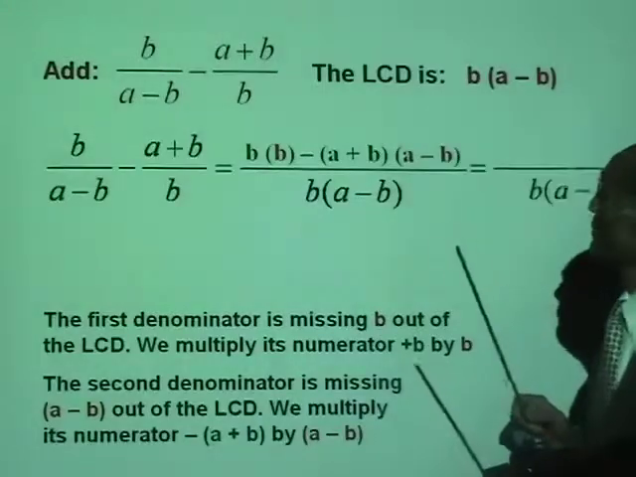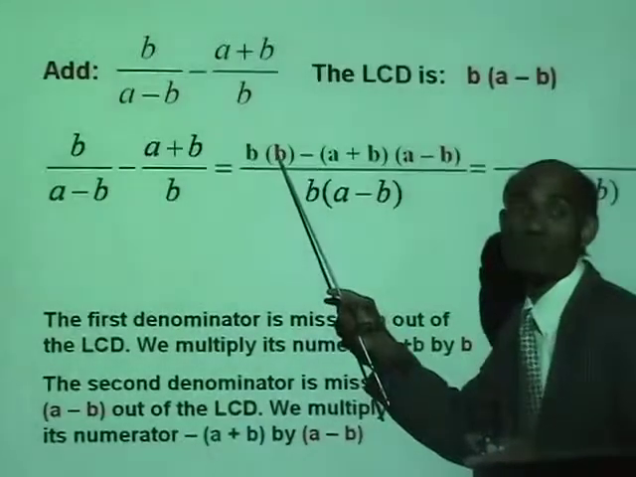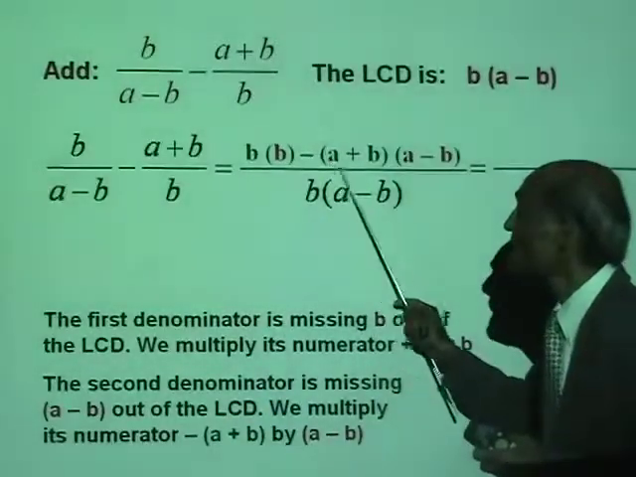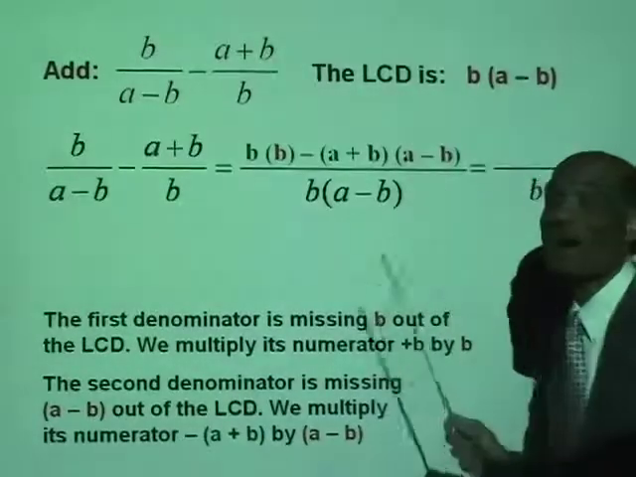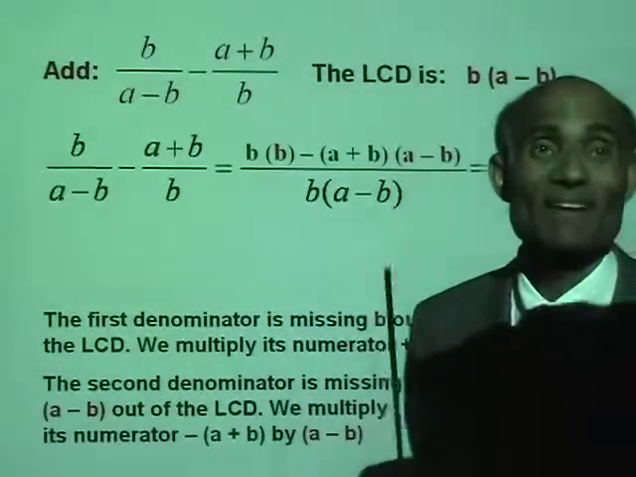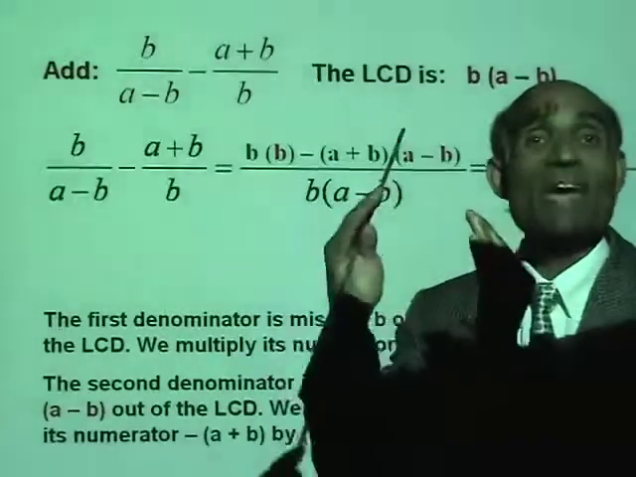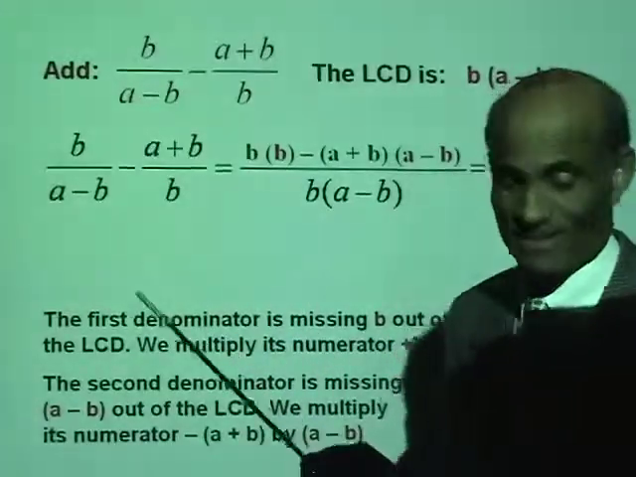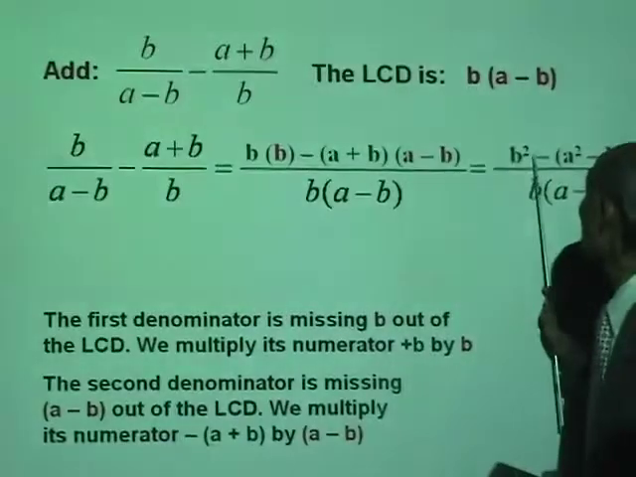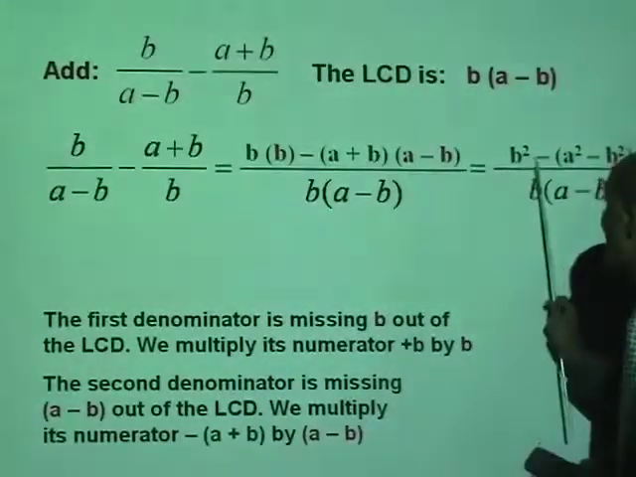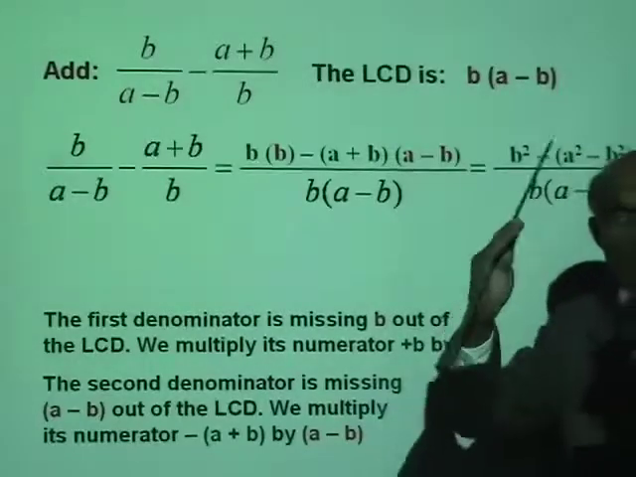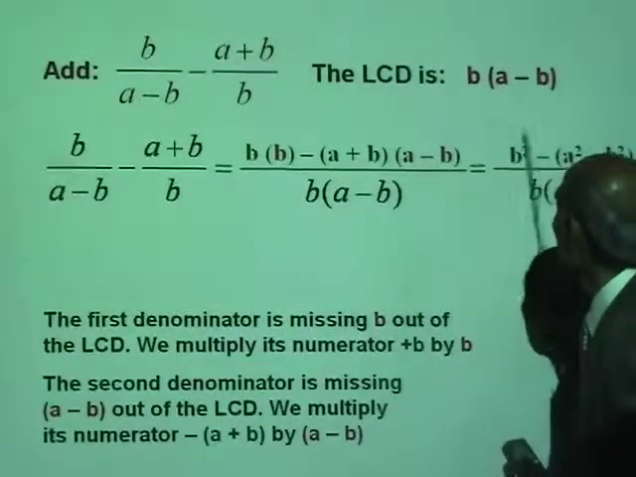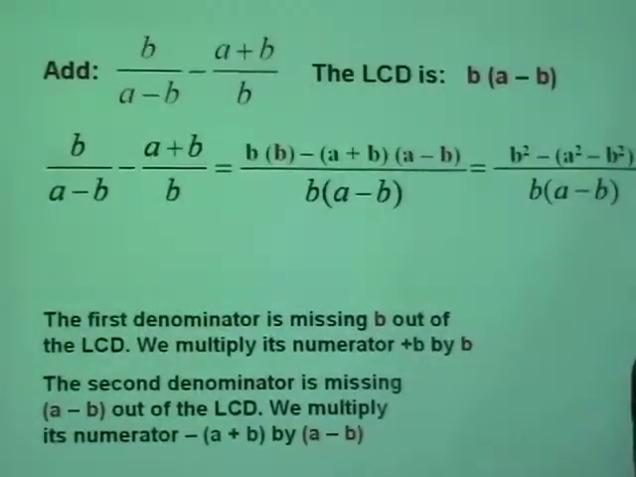Alright, now let's simplify this. Can you simplify? b times b is b squared minus, can you tell me this? What is a plus b times a minus b? You must tell me that. A plus b times a minus b is a squared minus b squared. Alright, so this will be b squared minus. Again, remember to write after the minus, whatever comes will be in a parenthesis. So it will be b squared minus, this will be parenthesis a squared minus b squared.